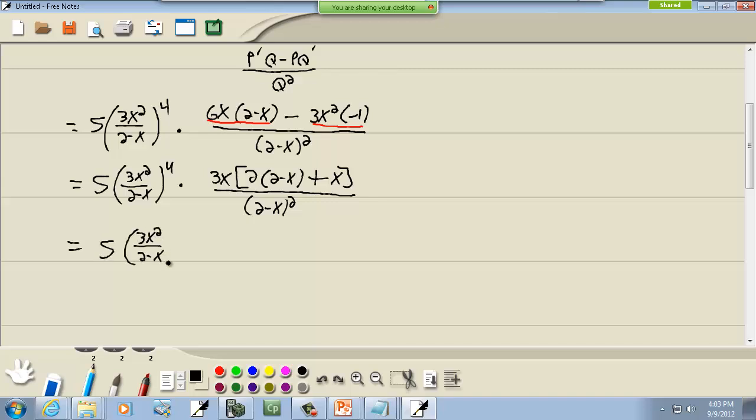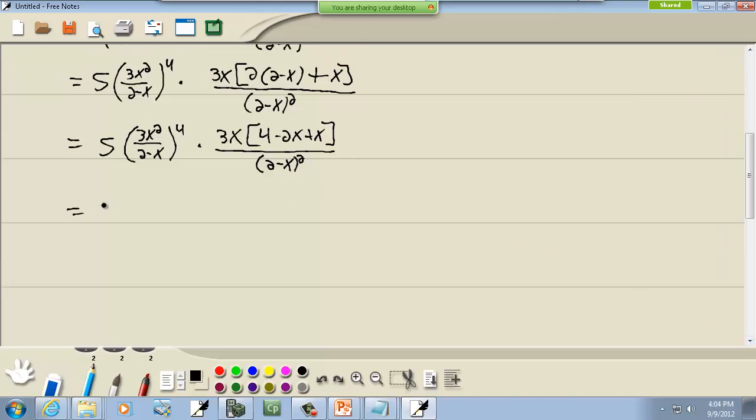3x squared over 2 minus x to the fourth. Let's see, 3x there. 2 times 2 is 4. 2 times negative x is negative 2x plus x over 2 minus x squared. And we got 3x squared, 2 minus x to the fourth. And then 3x times negative 2x plus x is negative x. So we got 4 minus x over 2 minus x squared.